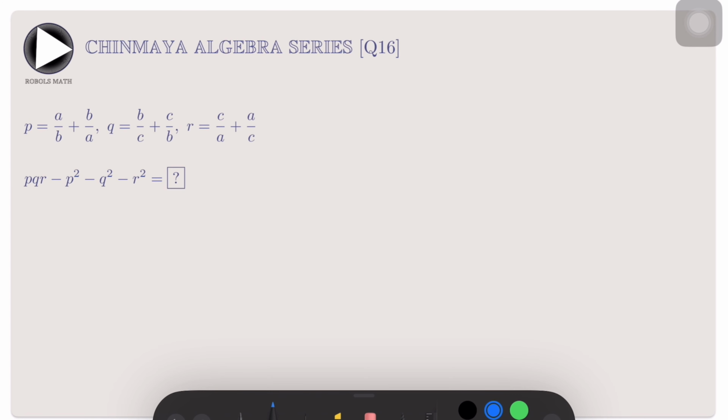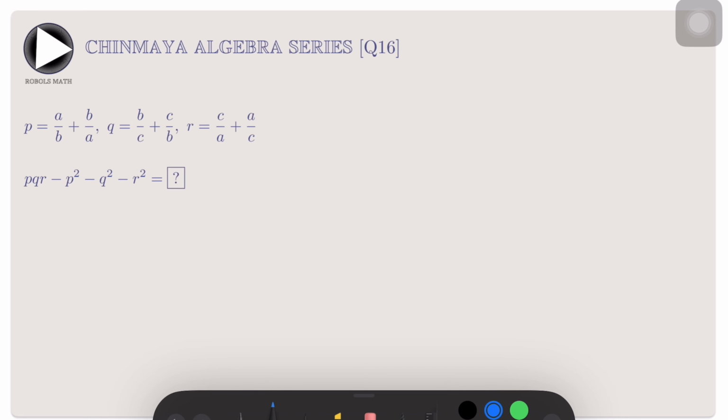This is the 16th episode of our Chinmaya Algebra series. For this problem, we're given the values of P, Q, and R in terms of A, B, and C. And we're looking for the value of PQR minus P squared minus Q squared minus R squared.